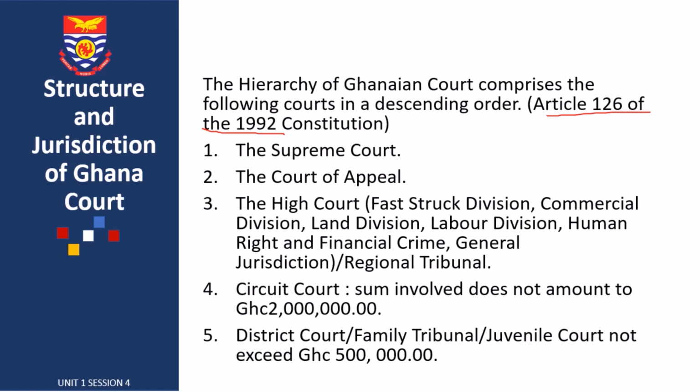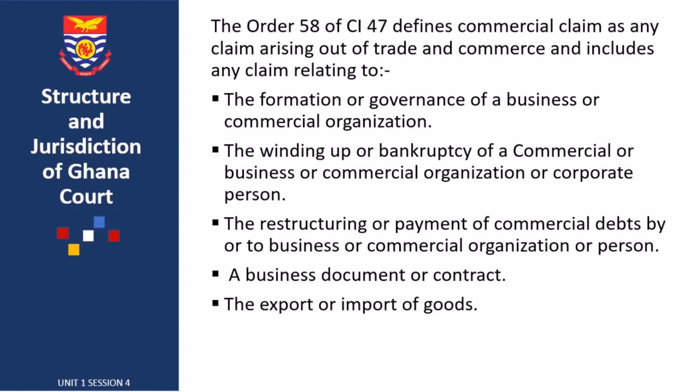because of the jurisdictional issues. Let's now look at Order 58 of CI 47. Order 58 of CI 47 defines commercial claims as follows. Commercial claims relate to the formation, governance, and business of commercial organizations. In fact, Order 58 of CI 47 gives a long list of what is meant by commercial claims. So let's go through them one by one.